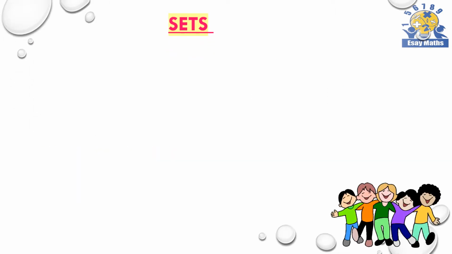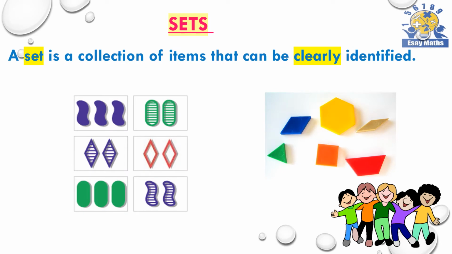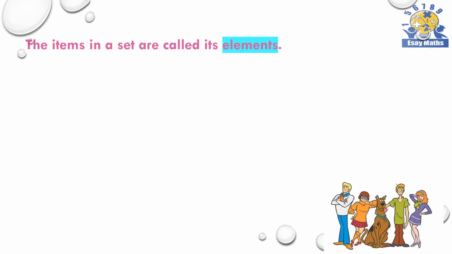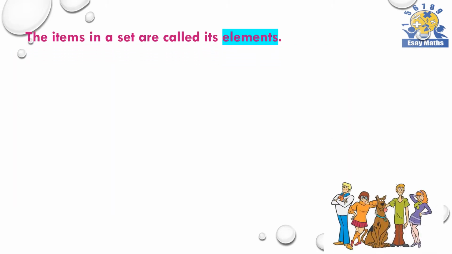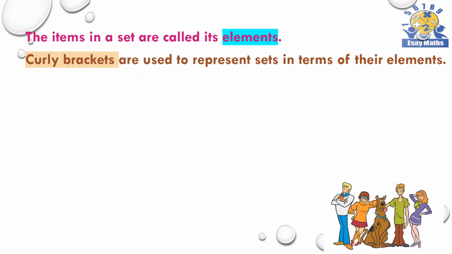Today our lesson is Sets. Do you know what is meant by a set? A set is a collection of items that can be clearly identified. The items in a set are called its elements, and you know that the curly brackets are used to represent the sets in terms of their elements.